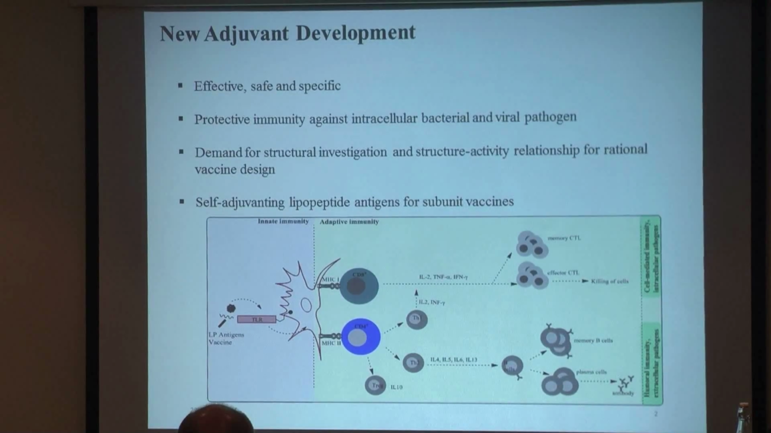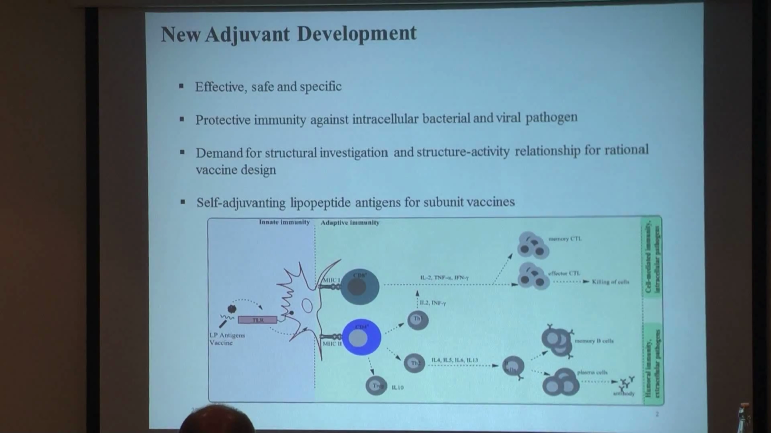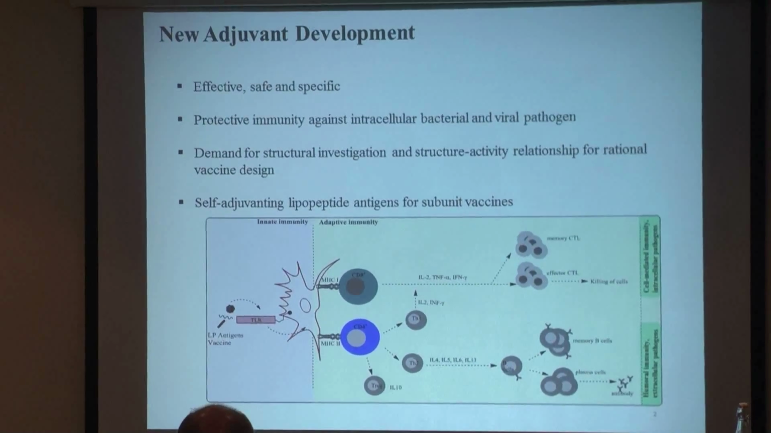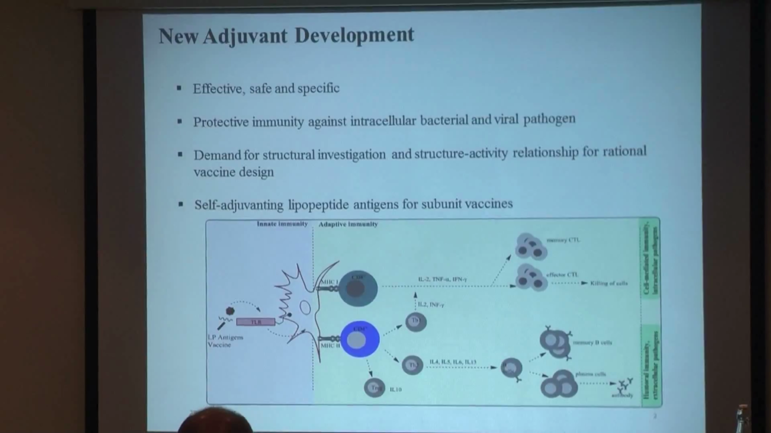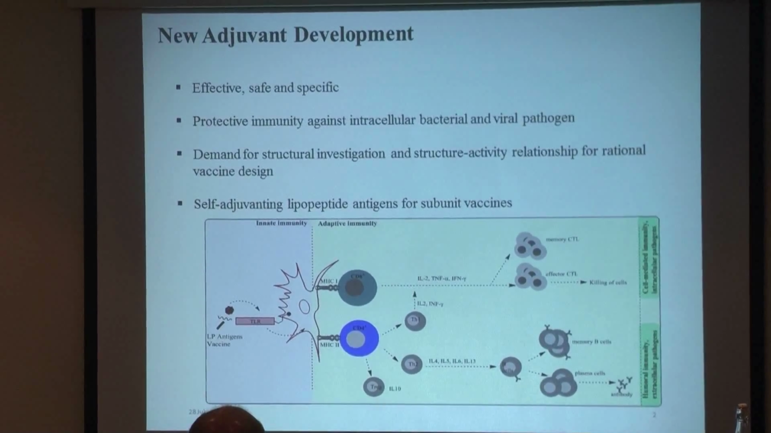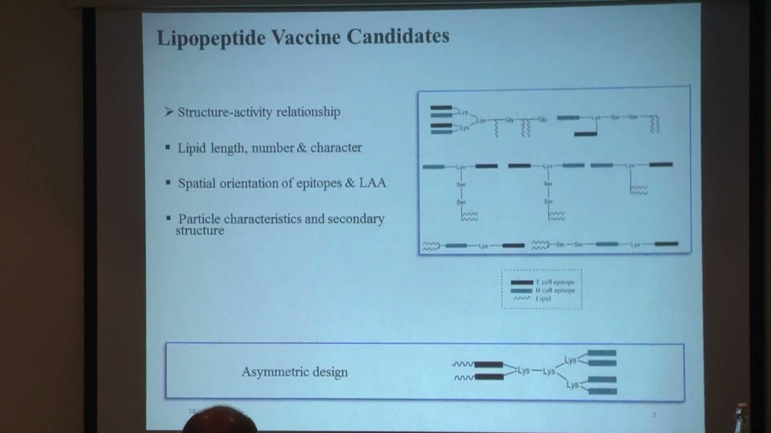So there are a small number of adjuvants that have been developed for human use, but still their mechanism of action is unclear. So a structural investigation to determine the structure-activity relationship of the adjuvants provides a rationale for vaccine design. Lipopeptides have shown promising effects to be used as an adjuvant for subunit vaccines because of their high purity, their self-adjuvanting properties, and the possibility to define their structures.